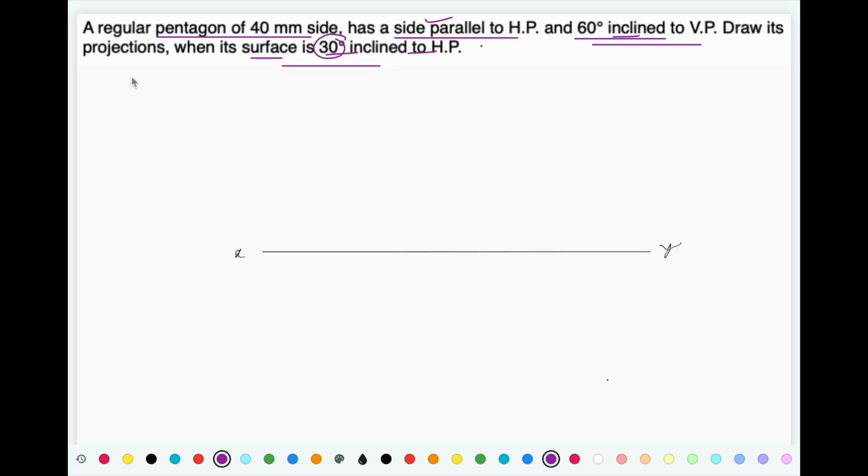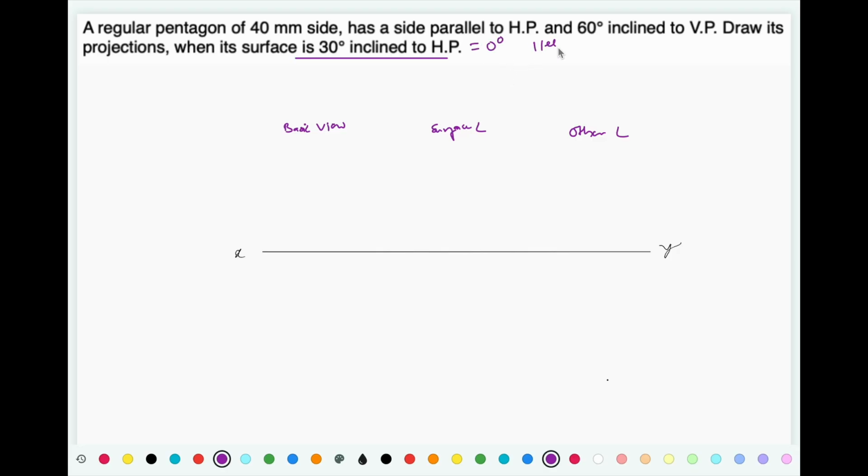So to draw basic view, we need to reduce this surface inclination to 0 degree. The first step is going to be basic view. Second step, where we are going to provide the surface inclination, and third one is the other inclination. The surface inclination is 30 degree to HP. So to draw basic view, this need to be reduced to 0 degree.